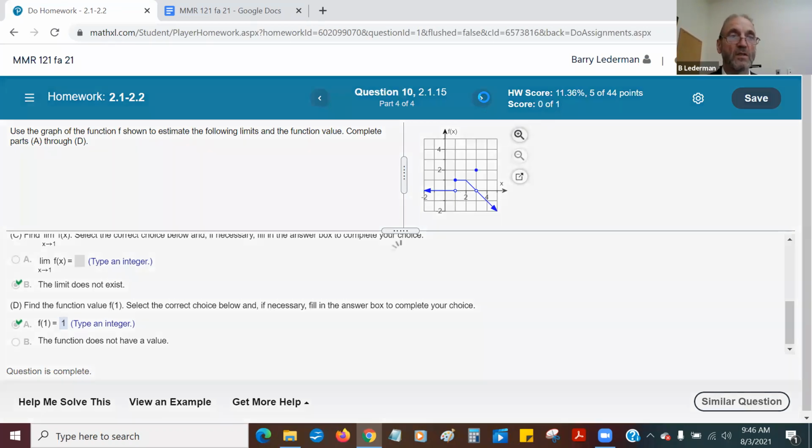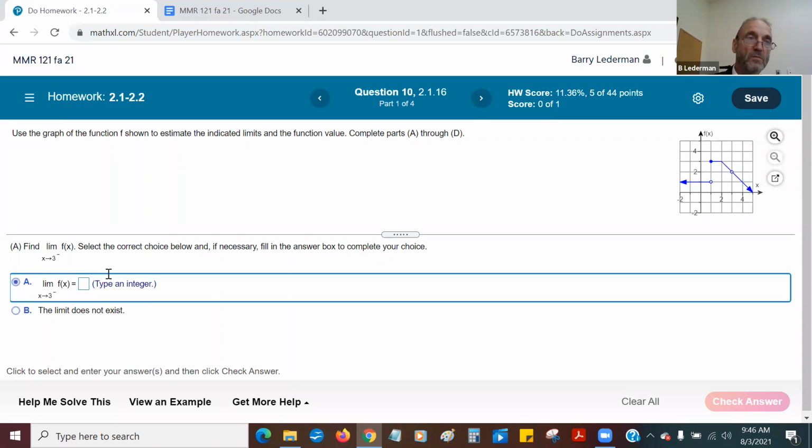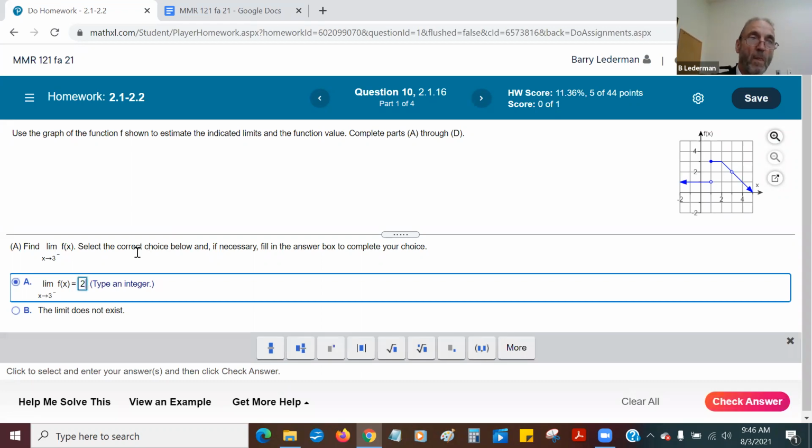Let's look at another example here. Okay, so here's a graph. We want to look at the limit as x approaches 3 from the negative direction. So if you notice, as the x values get closer and closer to 3, the y values get closer and closer to 2. I'm going to type in 2.